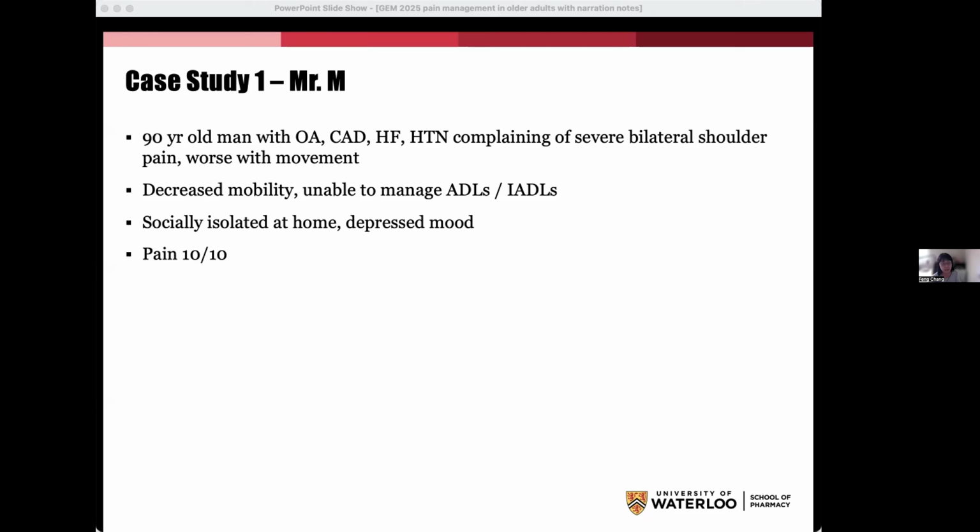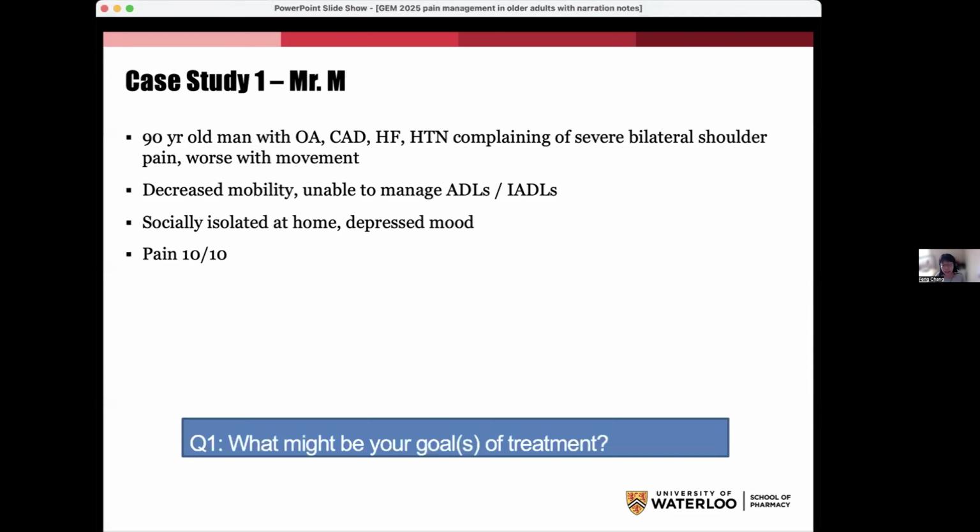So he's becoming a lot more isolated. His mood is becoming less great. He's still sleeping okay and he's eating okay. But right now he's basically ranking his pain as a 10 out of 10. So he really would like some help with that. So what do you think?